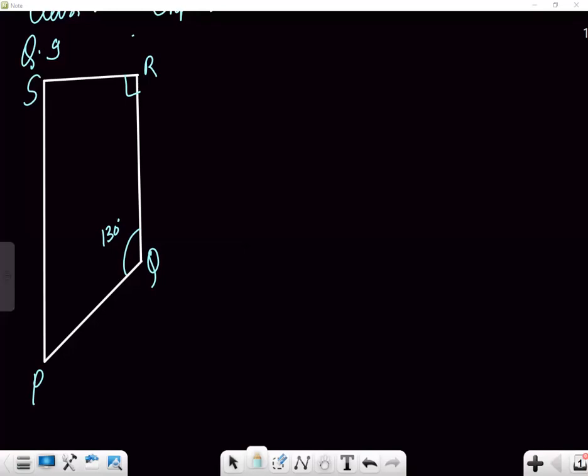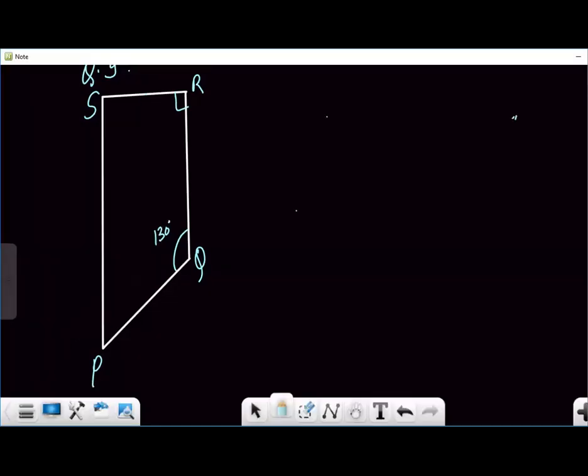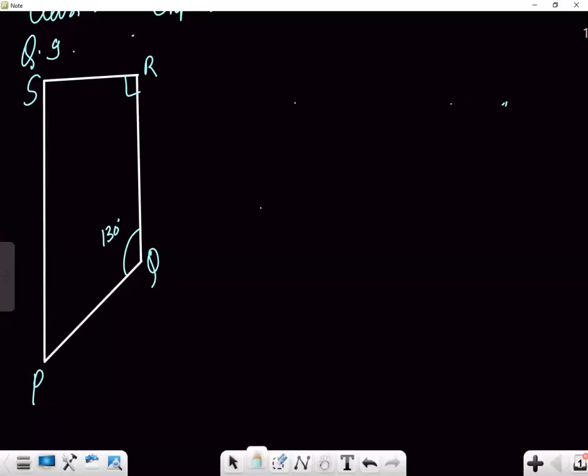All this information is given to you. Now what you have to do is find the measure of angle P. As you all know, in a quadrilateral, the sum of adjacent angles is 180 degrees. So there are two methods by which you can find angle P here.